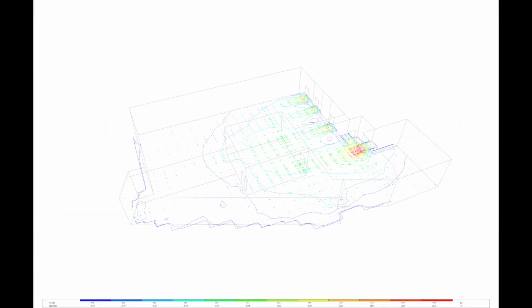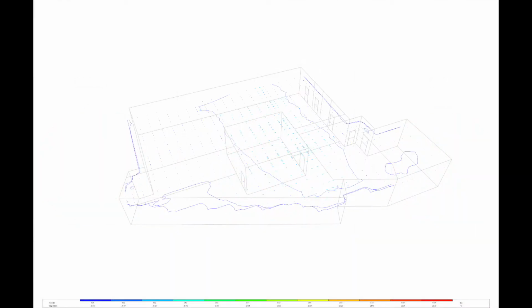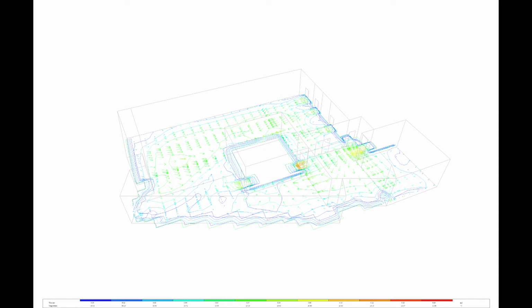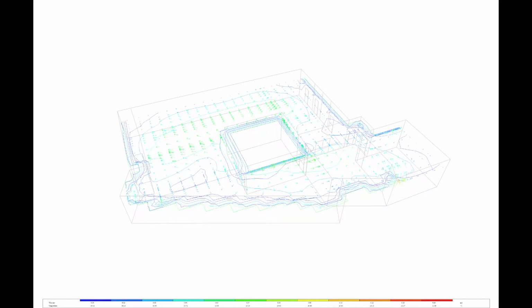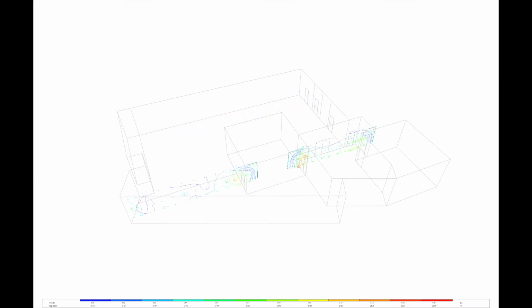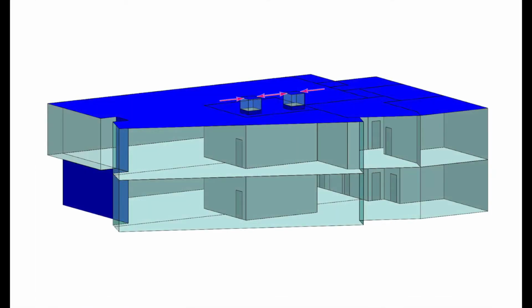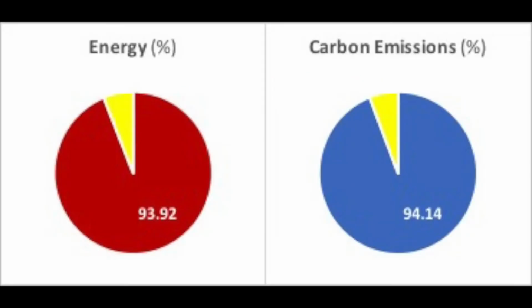Internal air currents are now slightly faster, especially in the ground floor, while keeping the same patterns of the base case. Hence, the best scenario is number 4, resulting in 93.3% of energy use and 94.1% of carbon emissions.